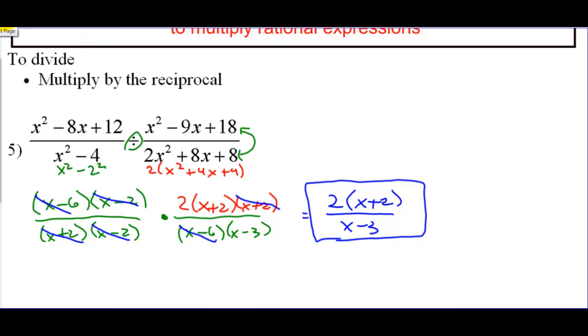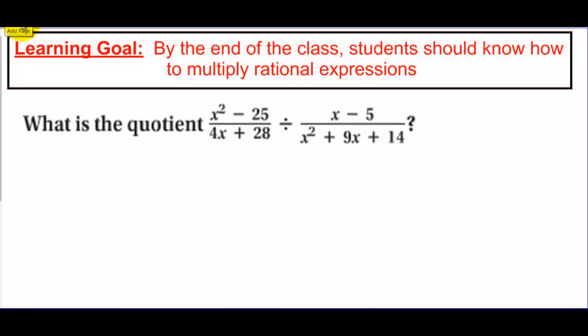Okay, let's take a look at another example. Similar idea here. We're going to factor as we go. So this first one is a difference of two perfect squares.